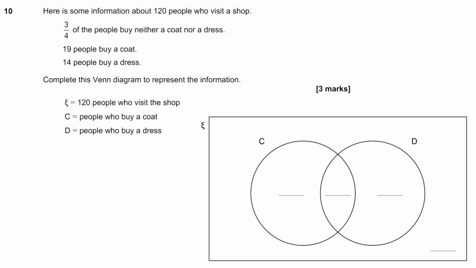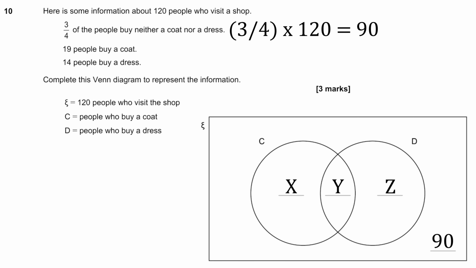So the first thing I did is I was like, okay, well, let's work out everyone who doesn't buy a coat or dress, because it says 3/4 of the people did not buy a coat or dress. So we do 3 over 4 times 120, which is going to be 90, okay? So we put the 90 on the little bottom right. So that means we're going to be working with 30 in the rest of this area, in those circles. So I put the 90 in there, and what I decided to do is make 3 unknowns of X, Y, Z, okay?